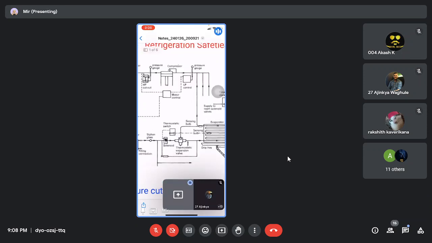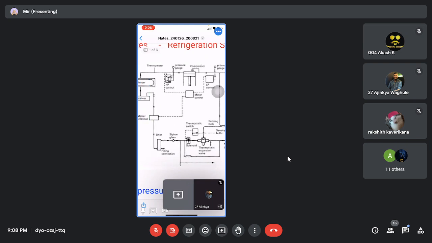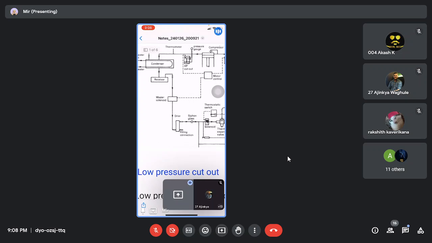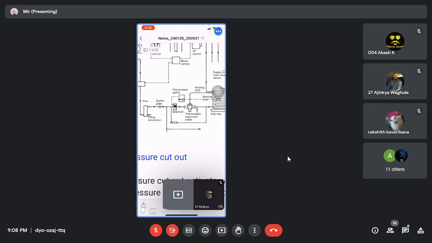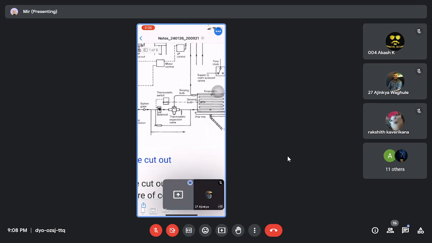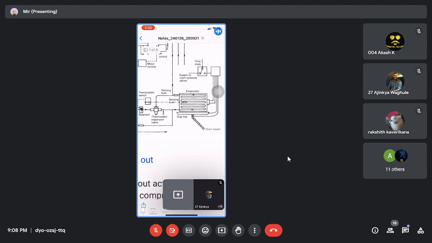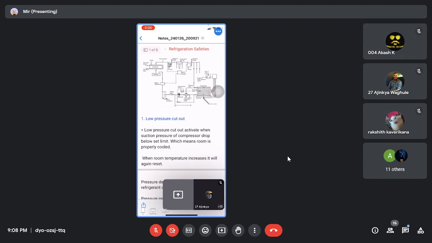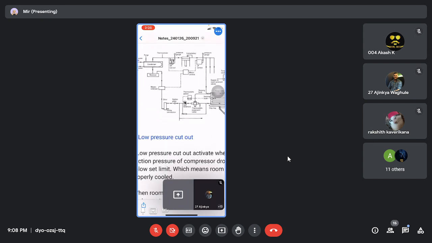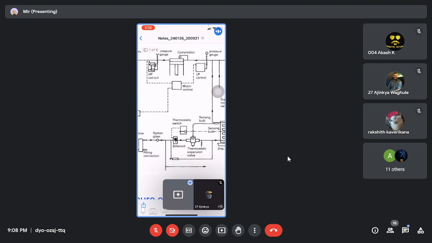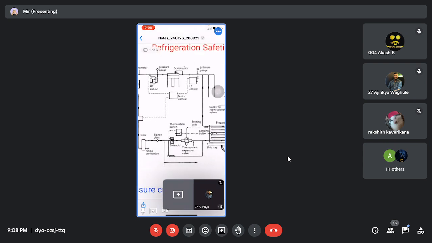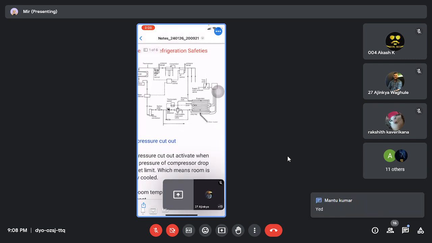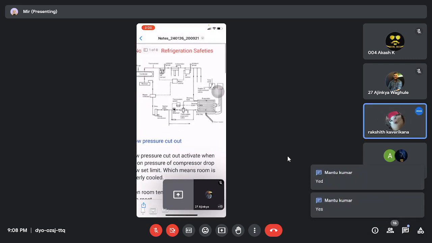So here is a low pressure control, high pressure, master solenoid valve. These are the components. Is it visible if I zoom? Is it clear if I zoom to you? Yes, it's clear.